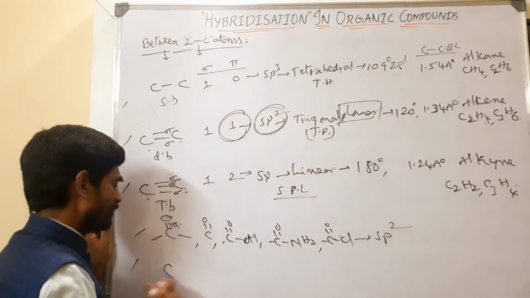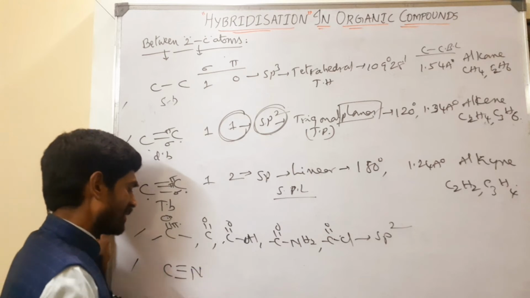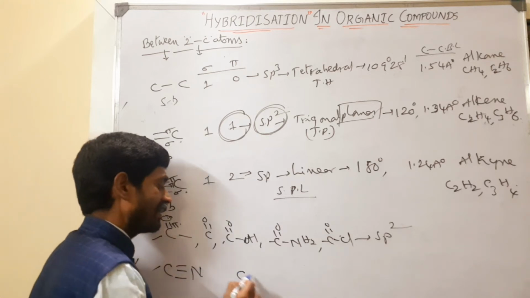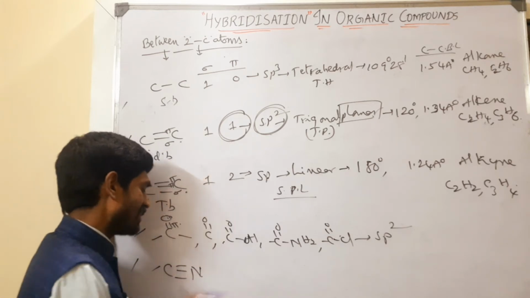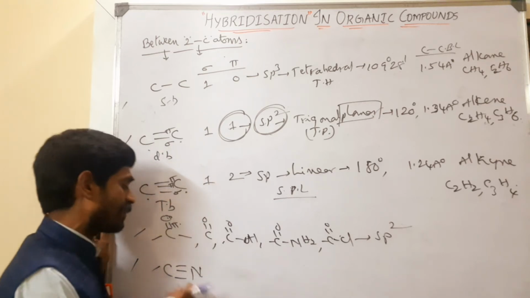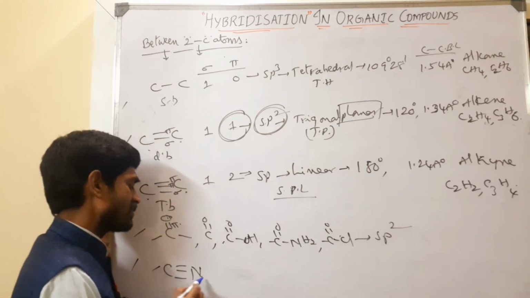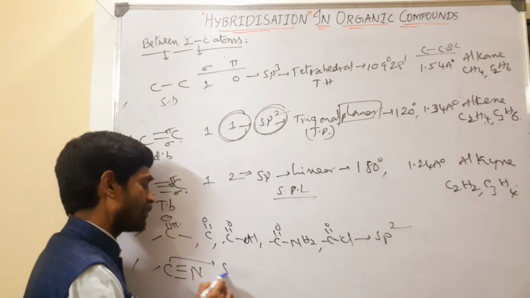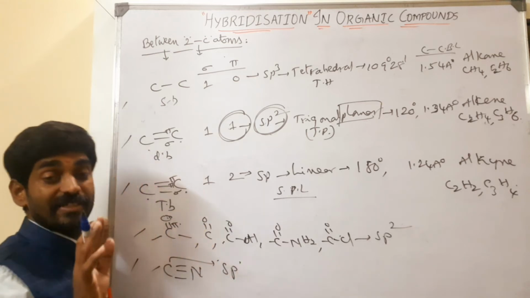Next one. If between carbon and nitrogen three bonds are present, as in cyanides and isocyanides, or maybe between nitrogen, but we are discussing organic compounds. Here a carbon-nitrogen triple bond is present, so that's why this carbon atom undergoes sp hybridization.